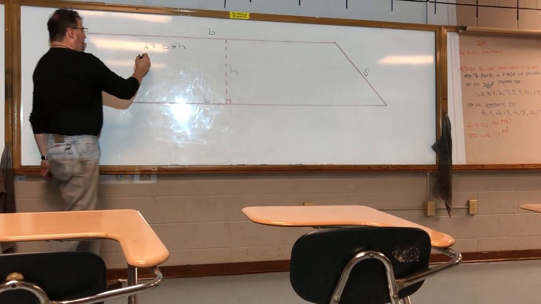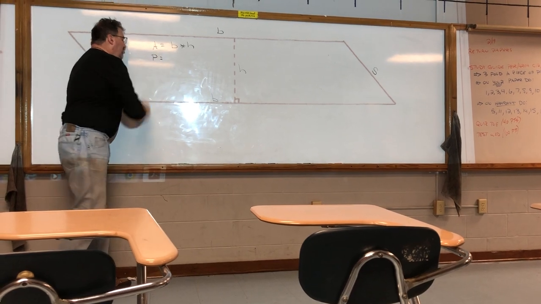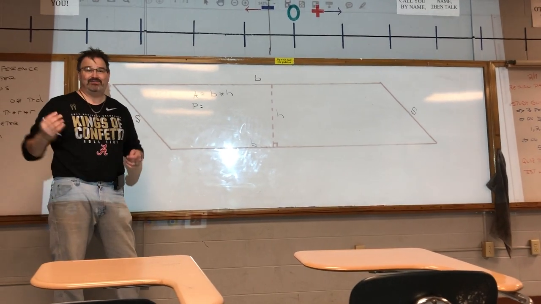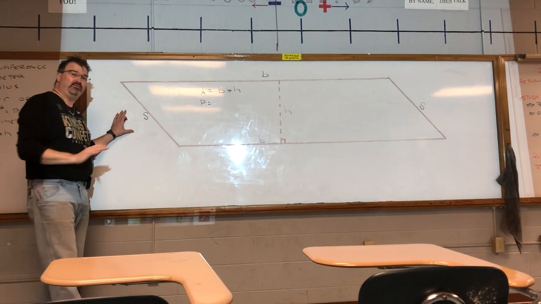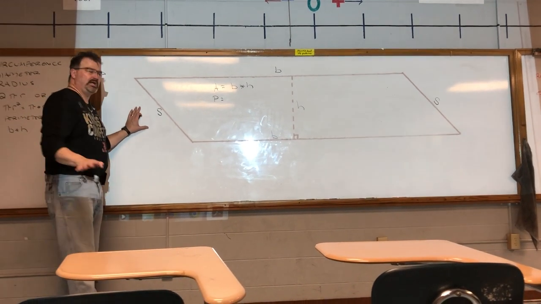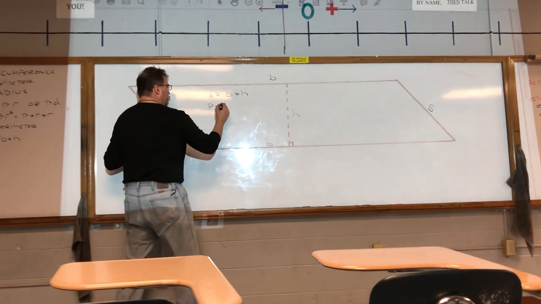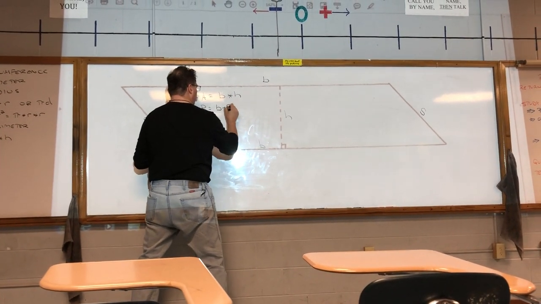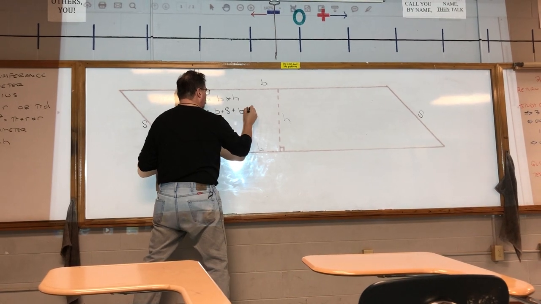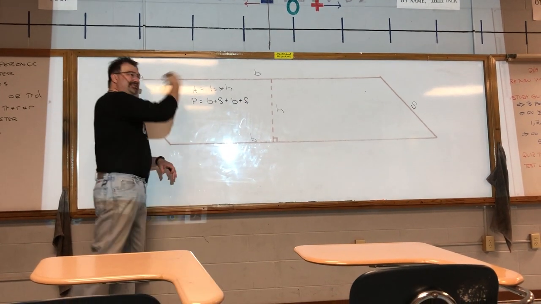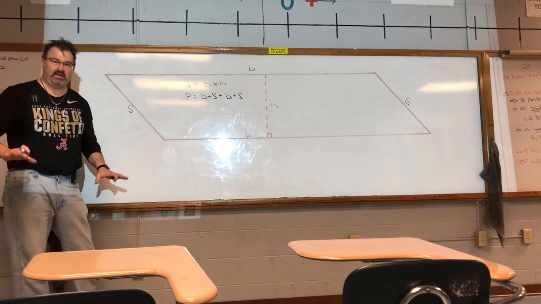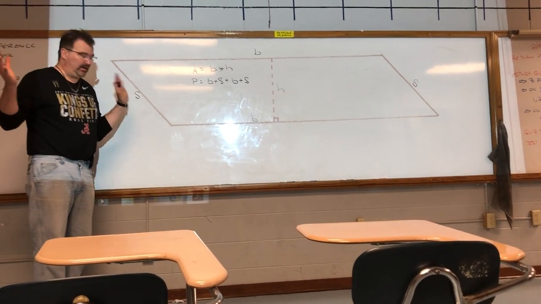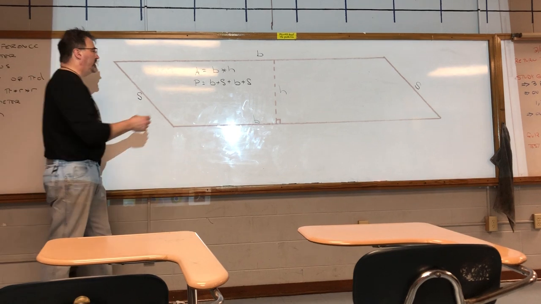So now how do I find the perimeter? Well, there's different ways to do it. I'm going to show you what I think is the safest way to do it. Fewest careless mistakes happen when I just say B plus S plus B plus S, and I just add it on my calculator. Safe and easy. But I'm not going to stand up and say that's the only way.